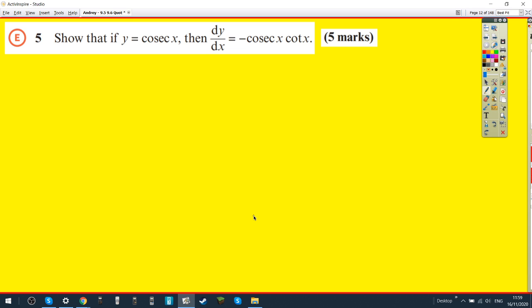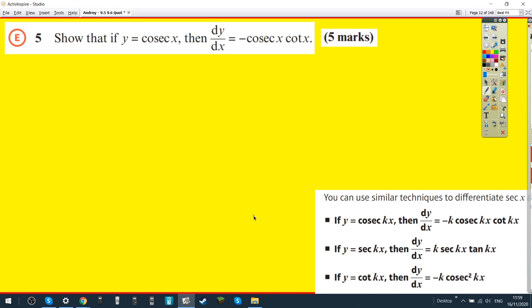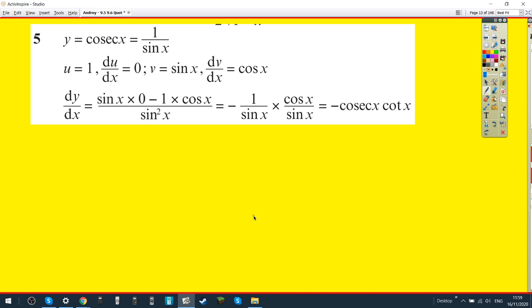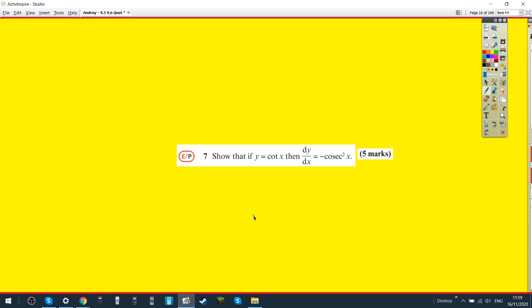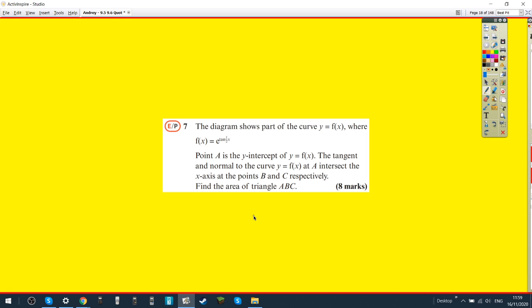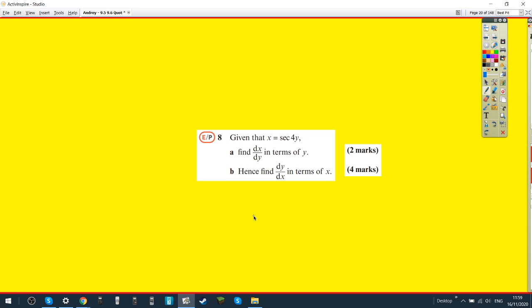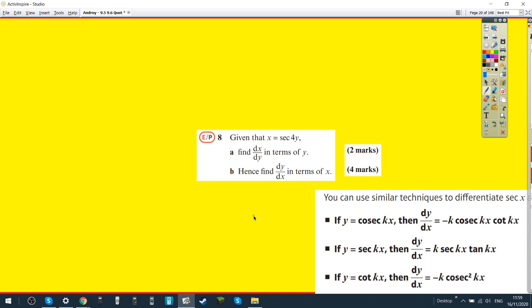Let's see. Show that. I just want to see this one. If y equals cosec x, so you'd have to prove it. Cosec x cot x. I think I know. Do 1 over. And then, all right. Let's see. Show that. Maybe. They really threw them all in at the end there. Just want to see sec 4x. Let's see if we can quickly do this one.